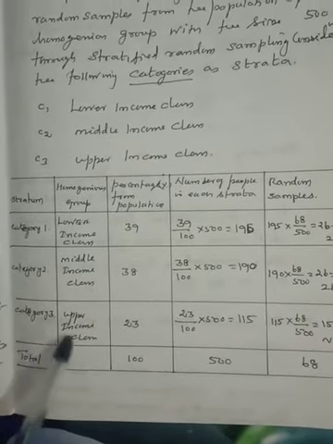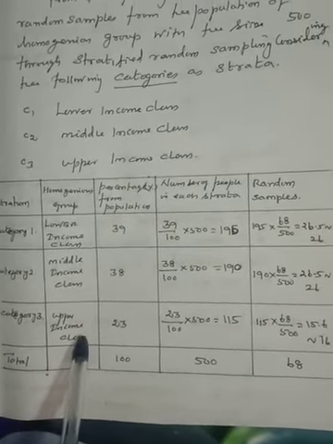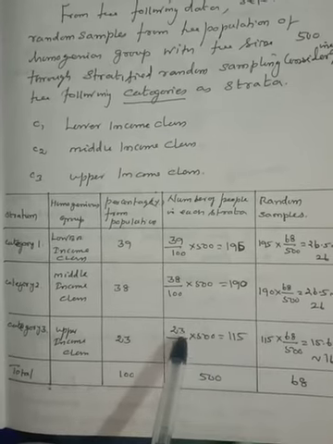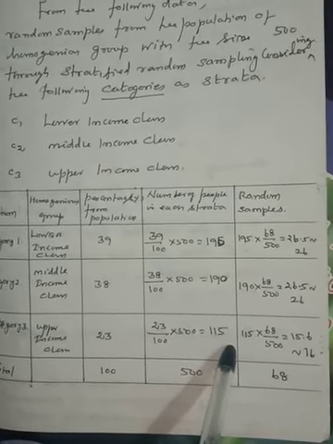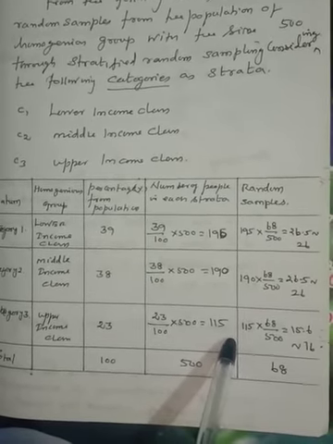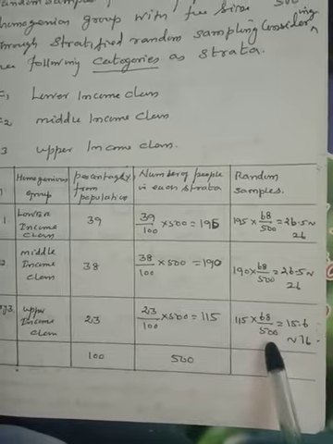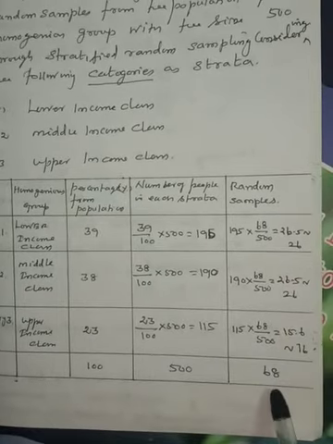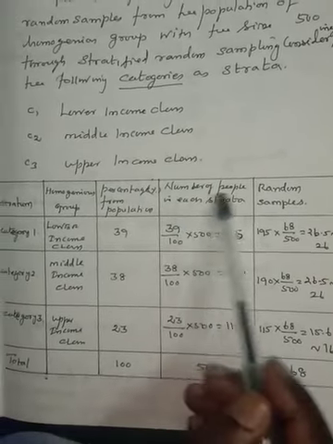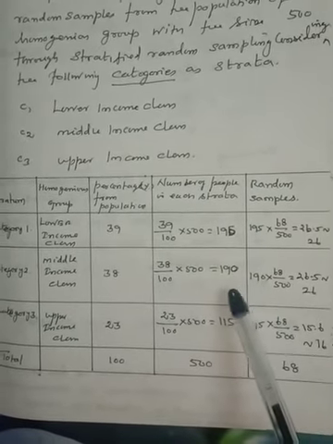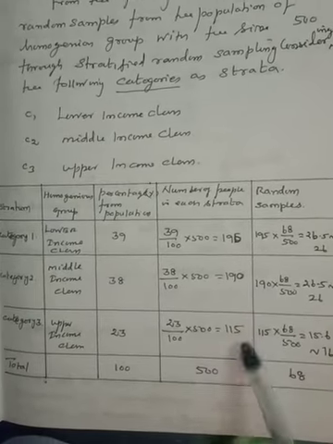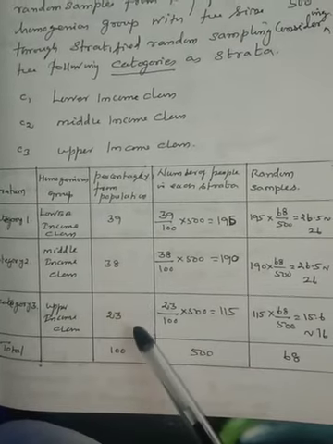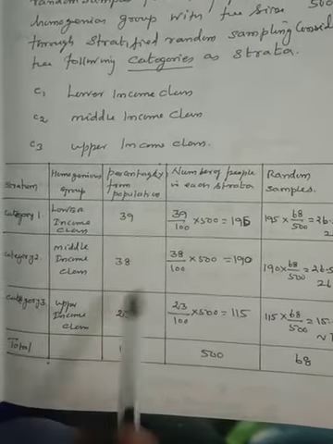Next, category number 3, upper income class. The percentage from the population is 23. So, the number of people in each stratum, 23 divided by 100 into 500, is equal to 115. The random sample is 115 into 68 divided by 500 gives 15.6, nearly 16. The random samples total 68. Next, the number of people in each stratum is 195, 190, 115. Adding these three, we get 500. Next, the percentages from the population are 39, 38, 23. Adding these three, we get 100.